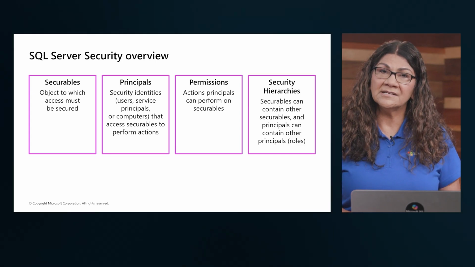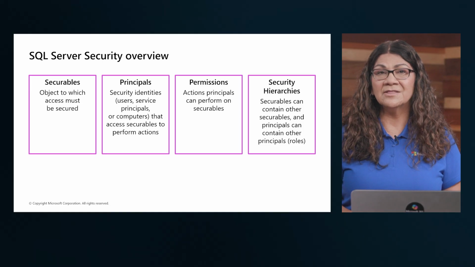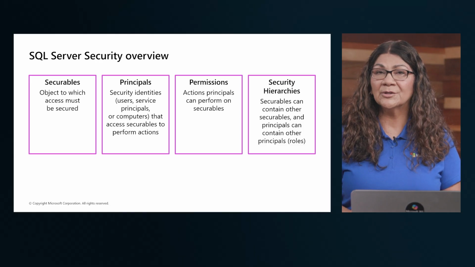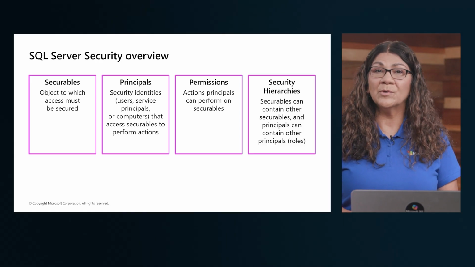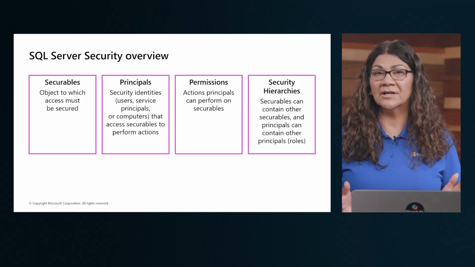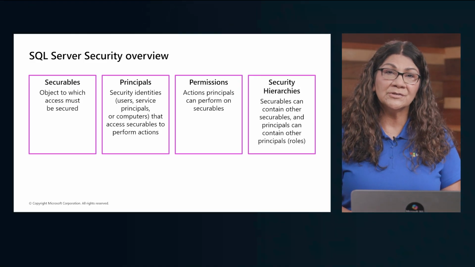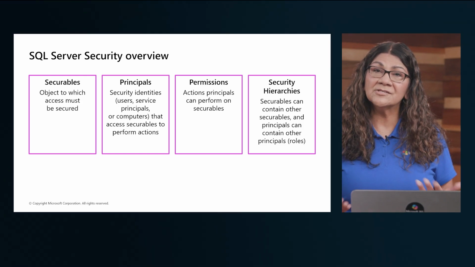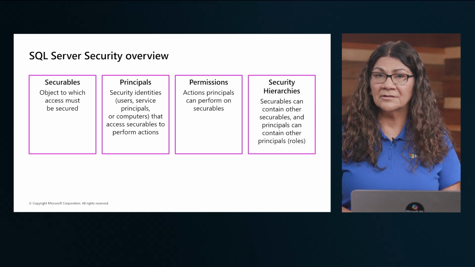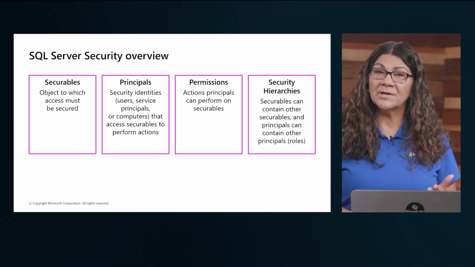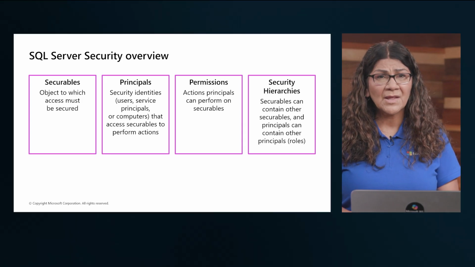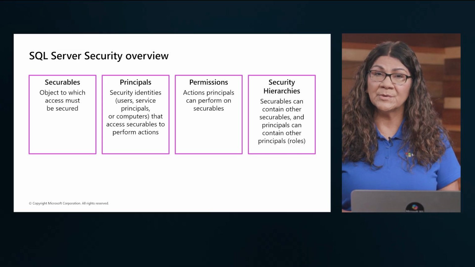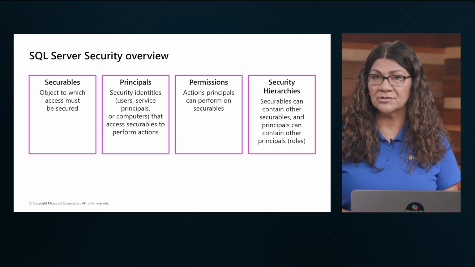Principals are the identities that interact with the securables, and they vary by environment. In a Windows on-premises setup, principals include domain and local users and Windows groups. In Microsoft Entra in the Azure cloud, they include users and groups. In SQL Server, principals include logins and server roles. And at the database level, they include users, database roles, and application roles. Assigning permissions to roles rather than individuals simplifies management and supports the principle of least privilege.